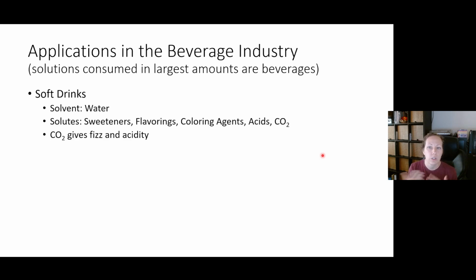And what does each of these things do? Carbon dioxide gives the fizz and the acidity to cola. Carbon dioxide is acidic, so it contributes to that acidity. Citric acid and phosphoric acid also contribute to acidity, and so here's our gas.